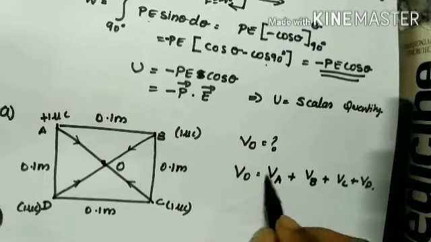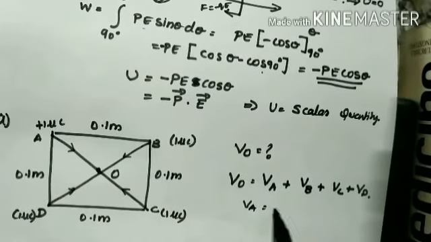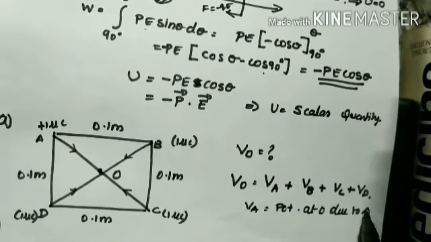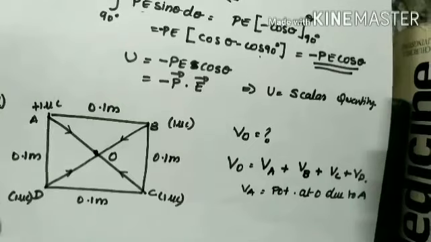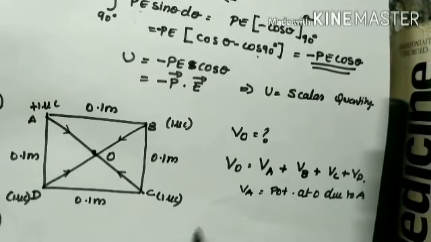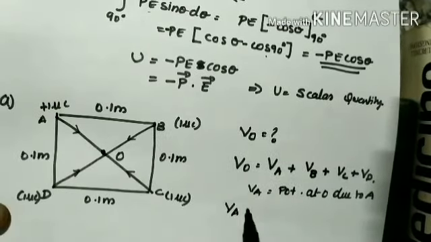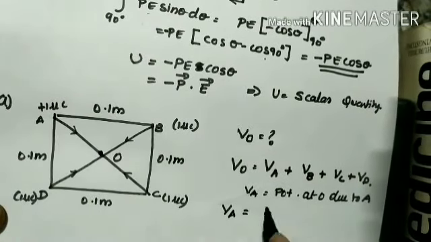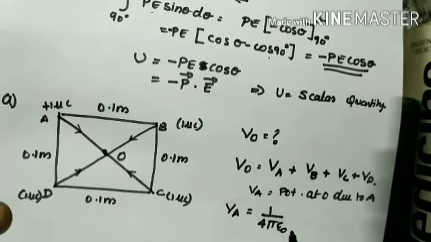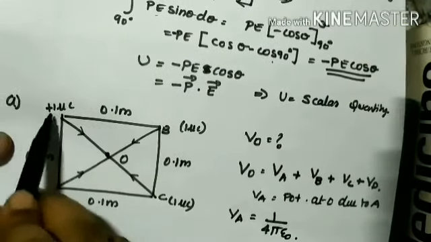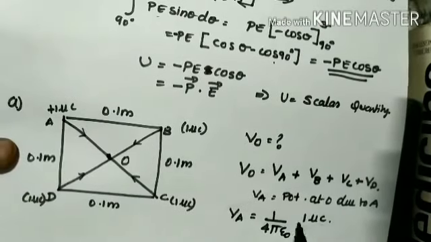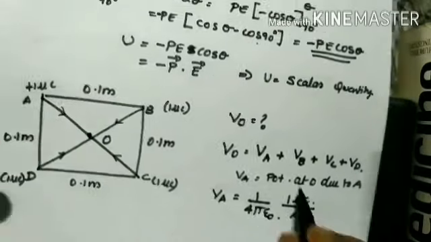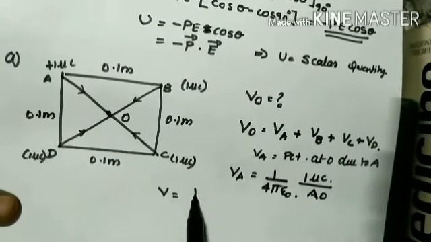So I wrote it as VA. I am going to write VA is the potential at O due to A. Similarly for B, C and D. Clear? So what is VA? What will be the expression for A's potential? It is 1 by 4 pi epsilon naught times Q, that is, this charge causing the potential, 1 microcoulomb, divided by the distance AO, R. I hope you remember the expression for V.